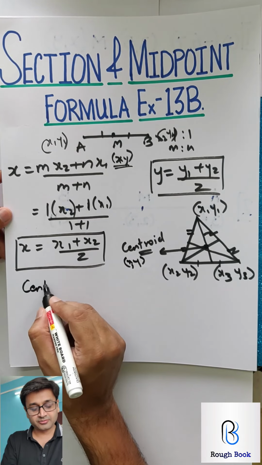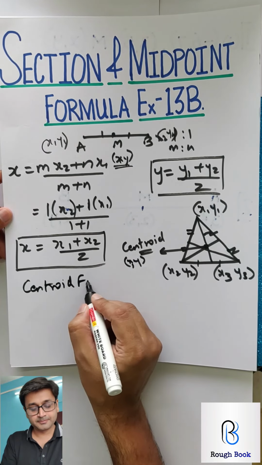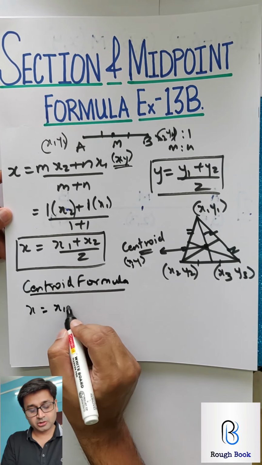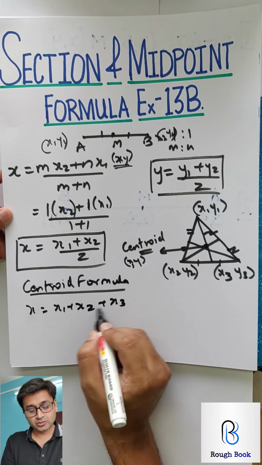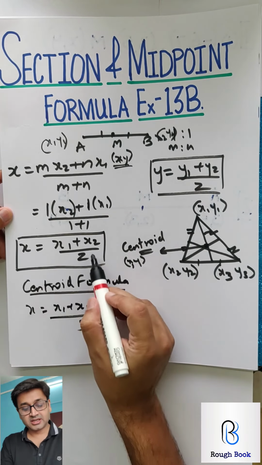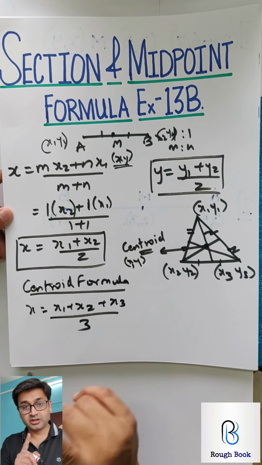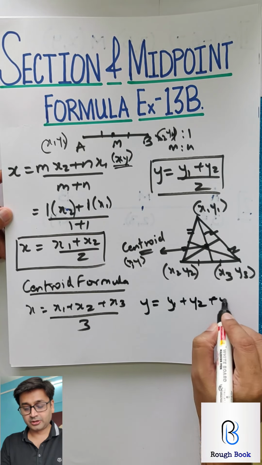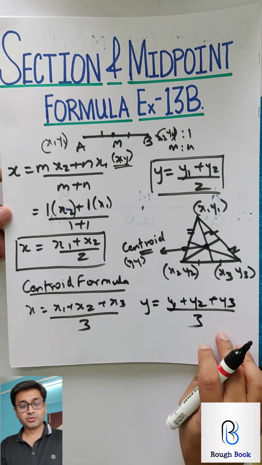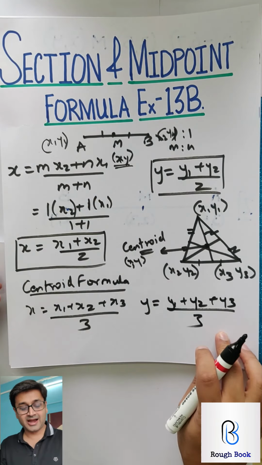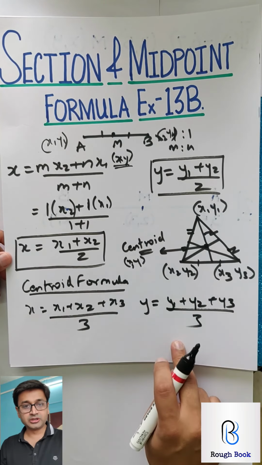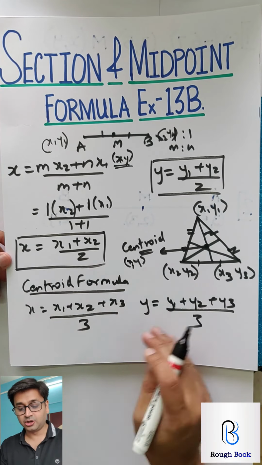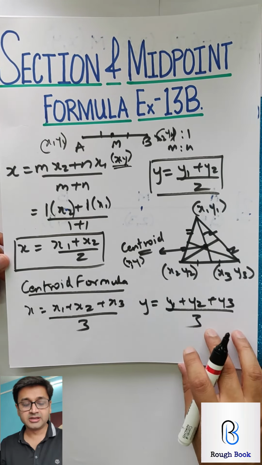So then you have something called the centroid formula, and as per the centroid formula, x will be equal to (x1 + x2 + x3) / 3. Just an extension of this. This is going to be 3, not 2. Likewise y will be (y1 + y2 + y3) / 3. So will you remember the midpoint formula and the centroid formula? If you know these two, you are sorted with this exercise, in fact with this chapter, because there is nothing new beyond this that we are going to learn in this topic.